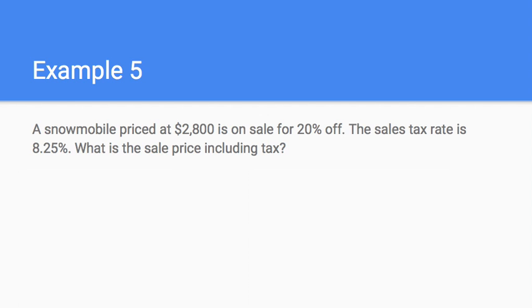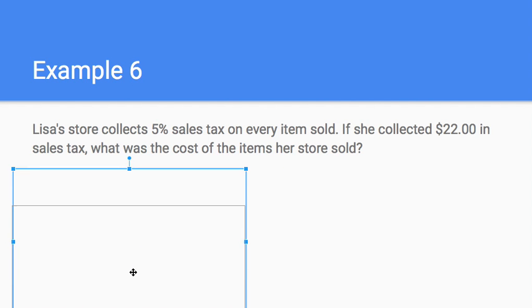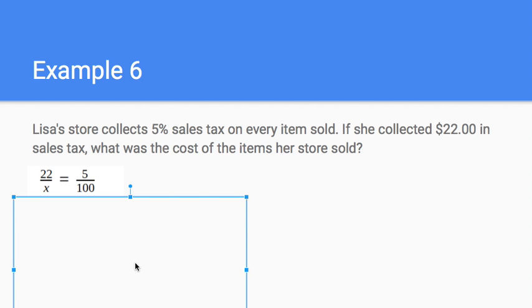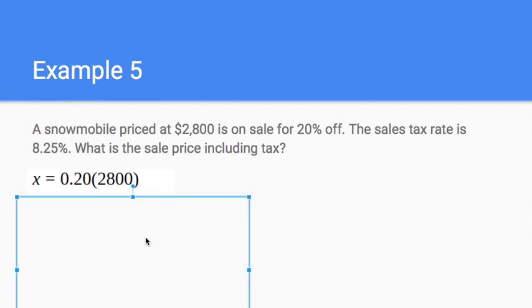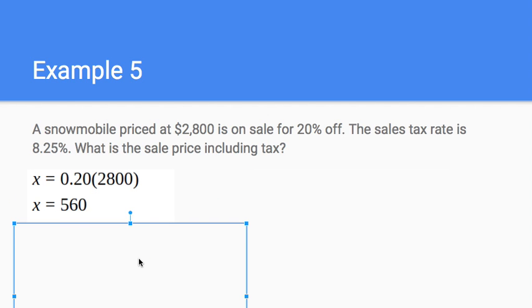Example 5, let's look at a discount. Now here we've got a snowmobile priced at $2,800, that's the total cost, and it's on sale for 20% off. So this time I'm going to be taking away the extra money. Again, I'm going to use the multiplication. 0.2 for 20% multiplied by 2,800. That's going to give me $560. So $560 is what they are taking off.